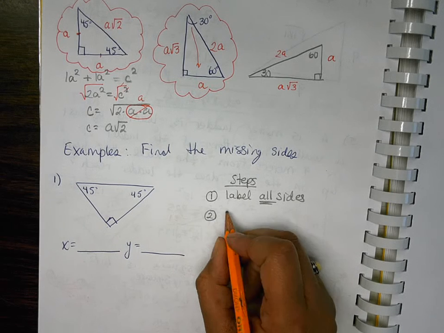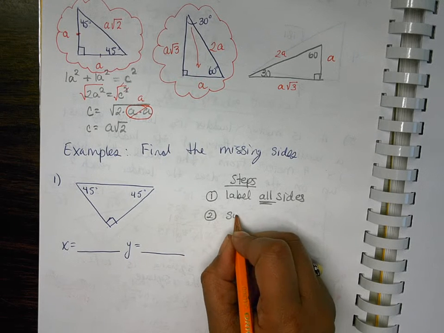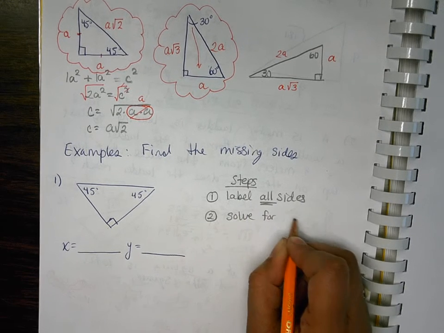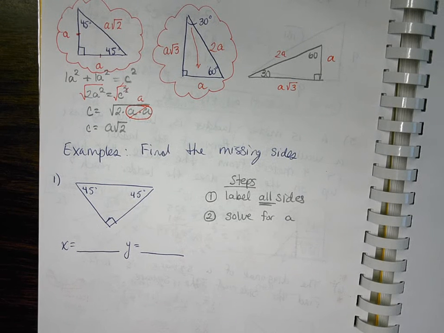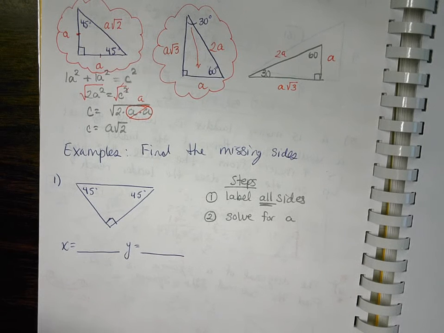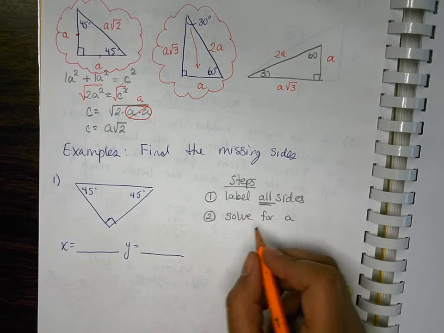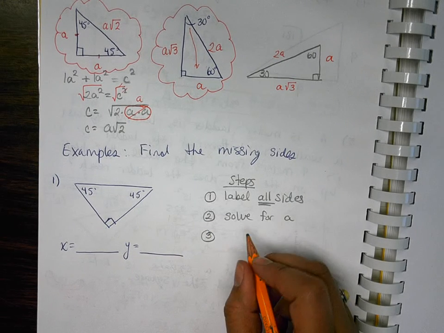Step 2, solve for A. There will always be one side where you're able to find A. Sometimes it's flat out given to you. Sometimes you have to do some solving. All right, and step 3, find missing sides.